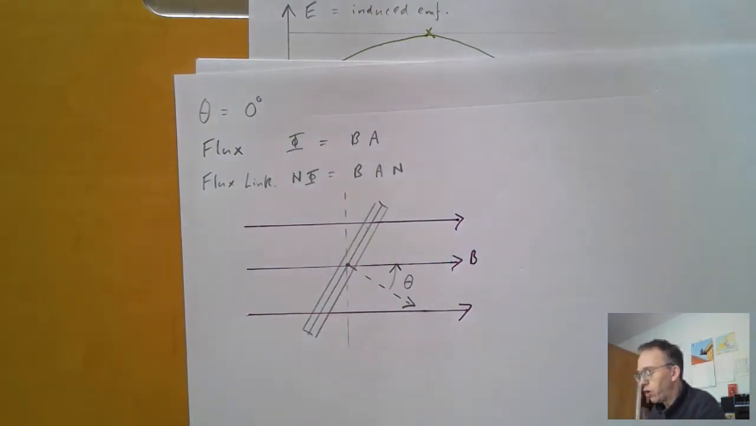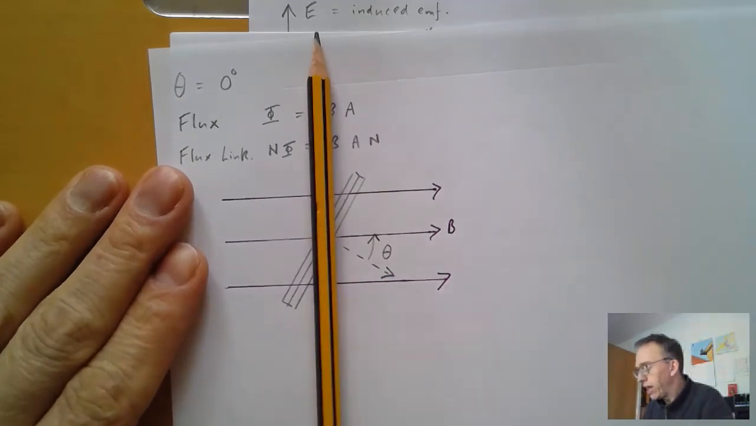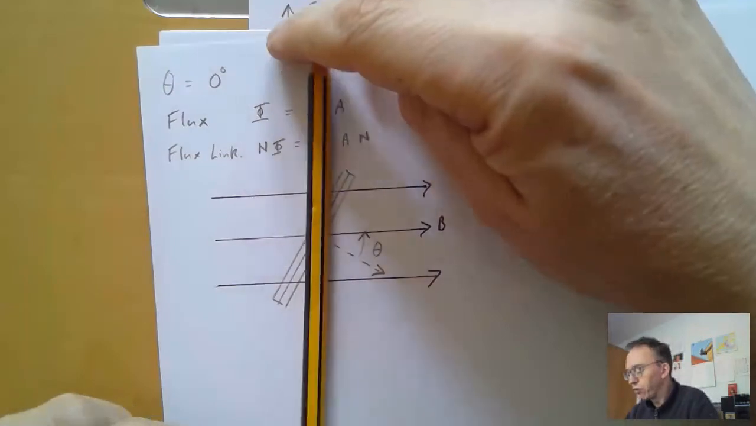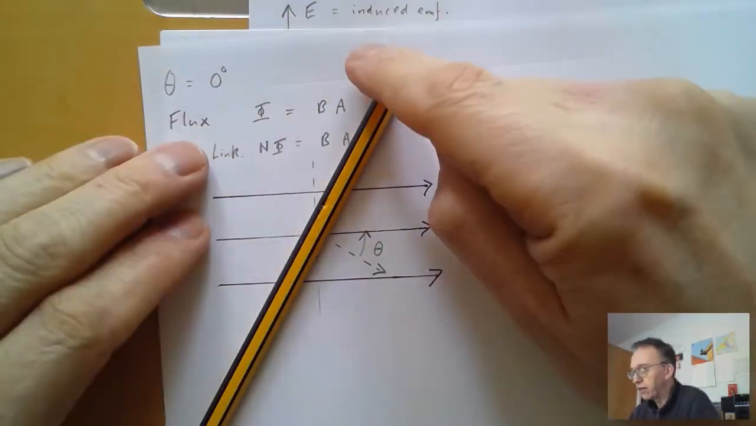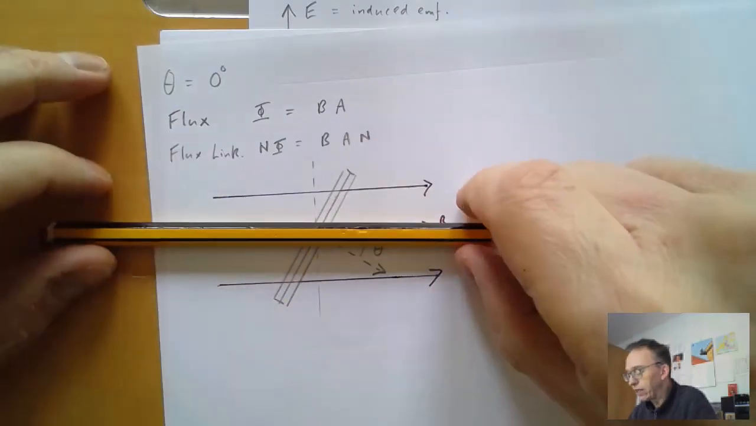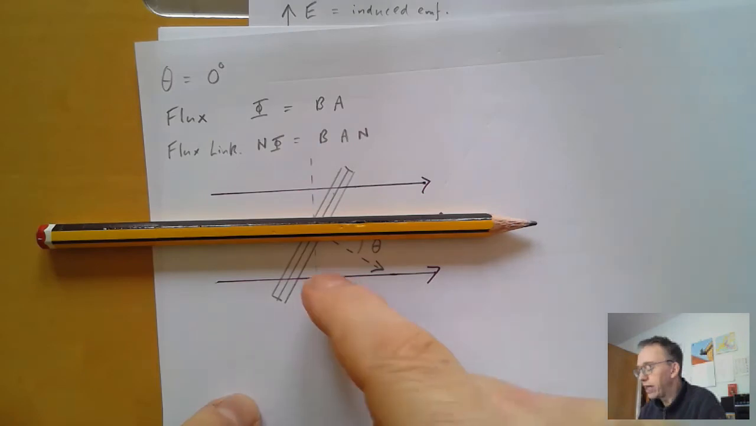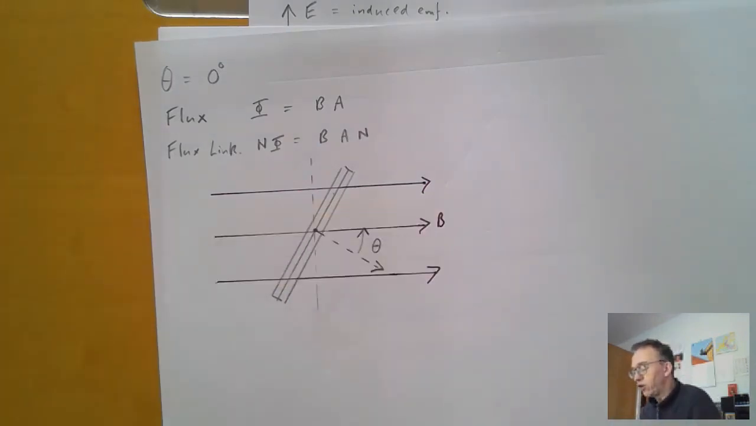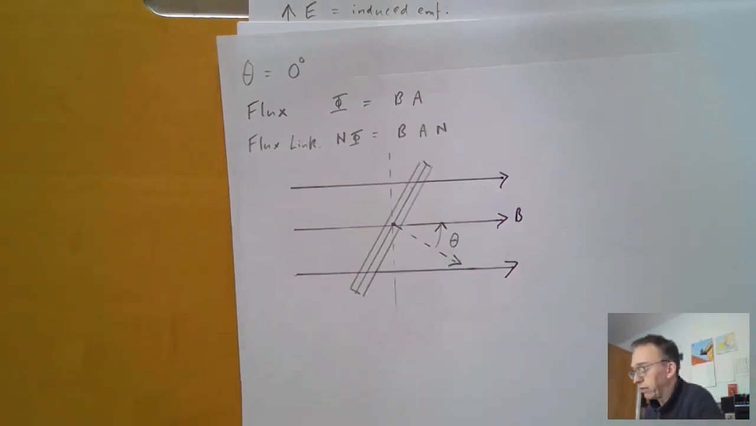So when the coil was vertical, theta was 0. If the coil is moved away a little bit from the vertical, it's now some intermediate angle, theta. If it moves through a full 90 degrees, the normal will now be pointing straight down, and the angle between the normal and the field will be 90. So this is the general case when the angle is some angle theta.